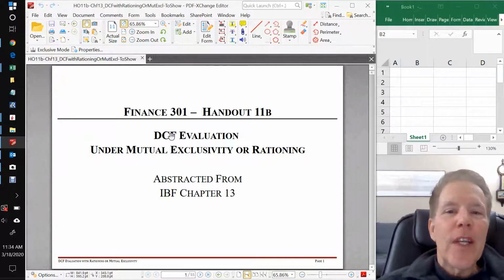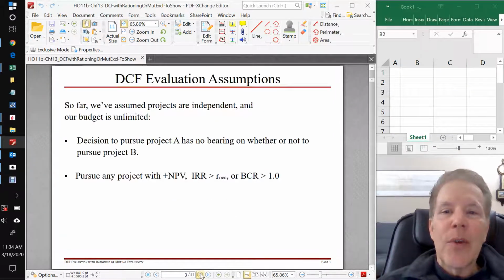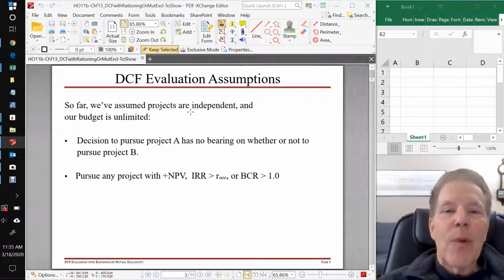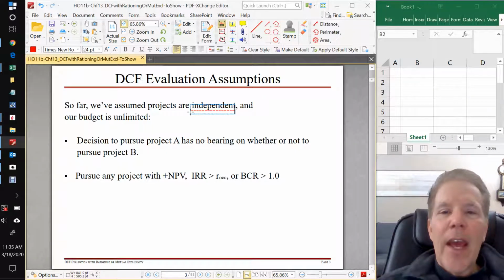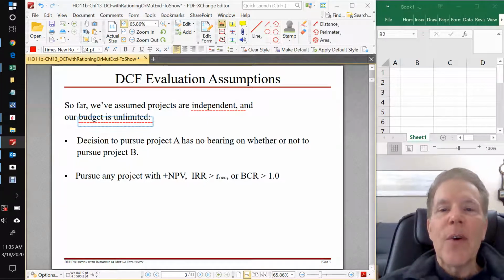We're going to be looking at in this handout, which is handout 11b, discounted cash flow valuation methods under mutual exclusivity or rationing. So let's jump right into it. So far, when we've been doing our DCF valuations, we've been assuming that our projects have been independent and also that our budgets have been completely unlimited. So that's fine. But now I want to look at some different assumptions and see what follows from them.